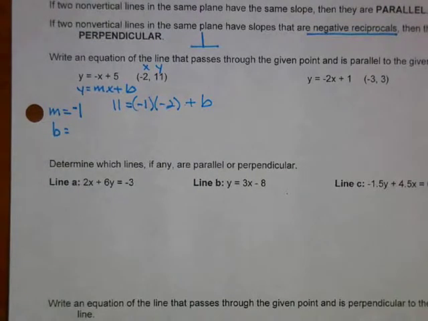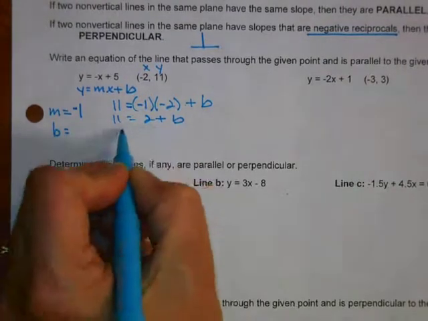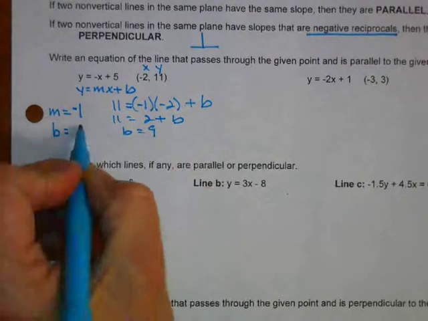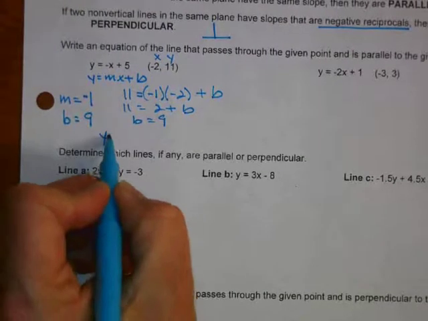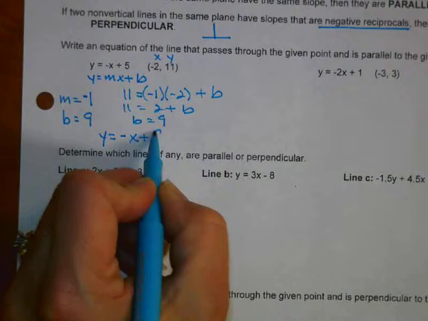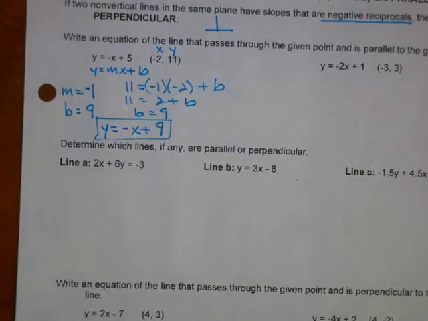Coming back to you? 11 equals 2 plus b. b equals 9, correct? 9. Now you can write the equation of the new line. That's parallel. So you just write y equals negative x plus 9. And there's your answer. Cool?